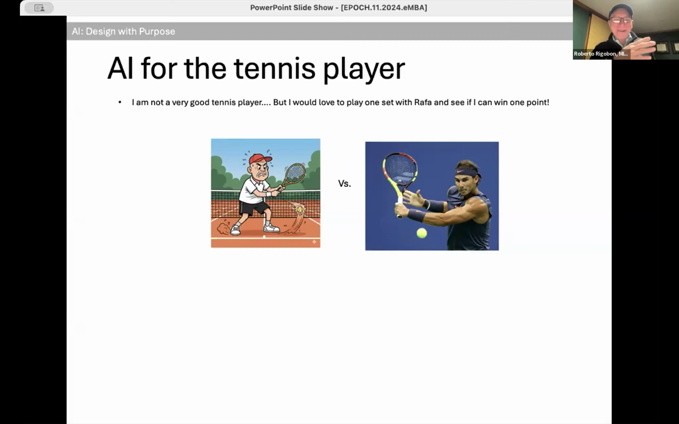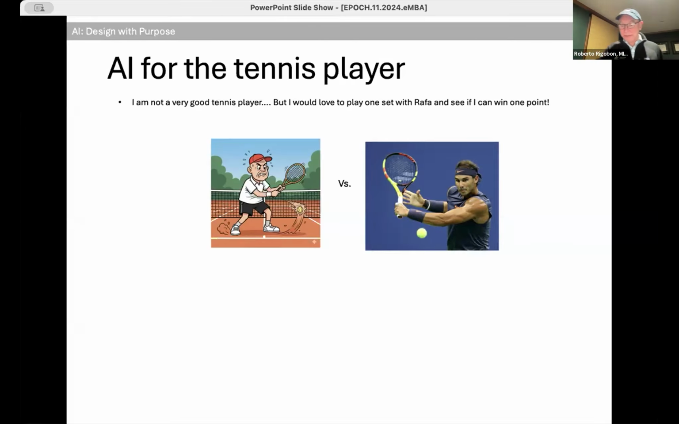But my point is, imagine that by some random act, he decides to say, okay, I'm going to go to MIT and I will play one set with Roberto. My only goal is, I know I'm not going to win the set. I know I'm not going to win the game, but I would like to see if I can win 1 point, just 1 point. And so how do I do that?